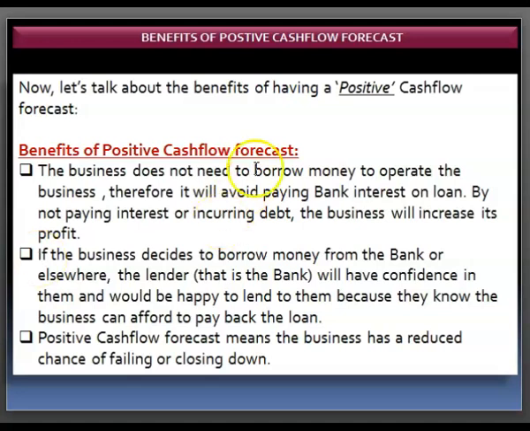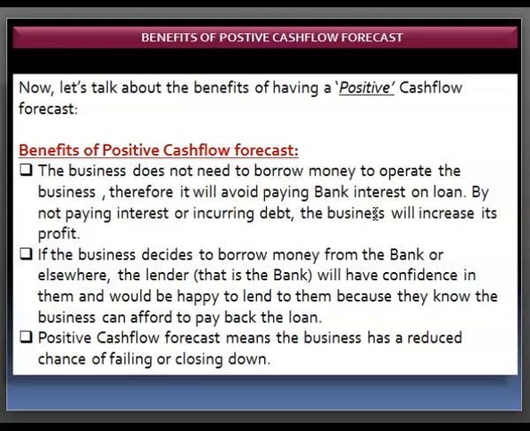So the benefit of a positive cash flow forecast is this: the business does not need to borrow money to operate the business. When they have more money in the company, they're able to pay for all their expenses, and they have enough money coming in. They will not need to go to the bank to borrow any money. And by not going to the bank to borrow money, they will be avoiding bank interest, because when a company borrows money from the bank, the bank will charge them extra money, which is called interest on the loan.